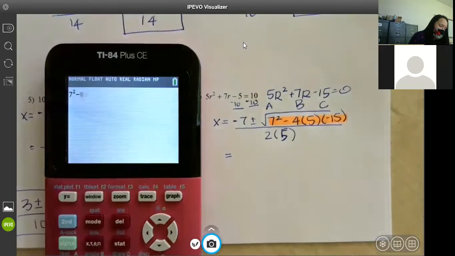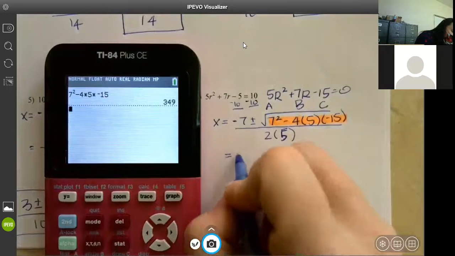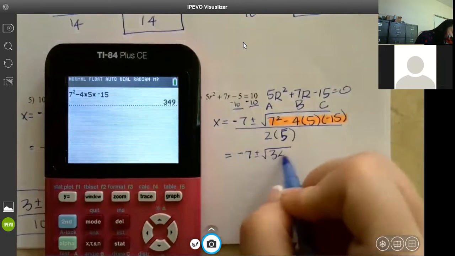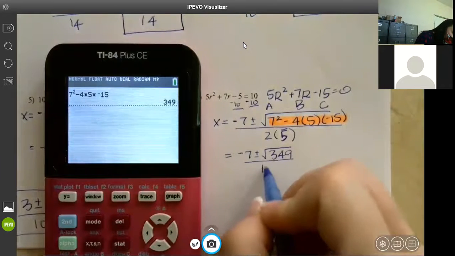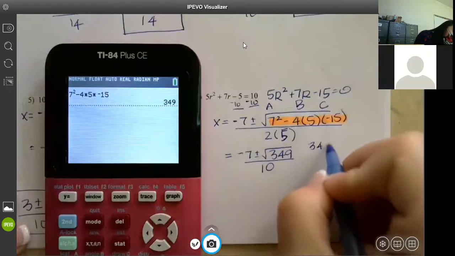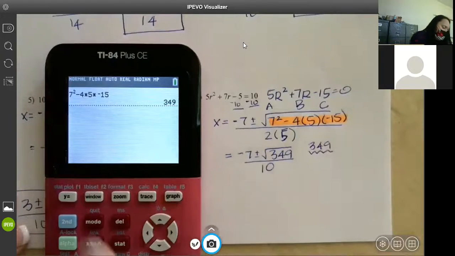Seven squared minus 4 times 5 times -15. A big, huge number, 349, and that's okay. It is a positive number, so I don't have to pull out i. So I'm just going to see if I can break down 349.